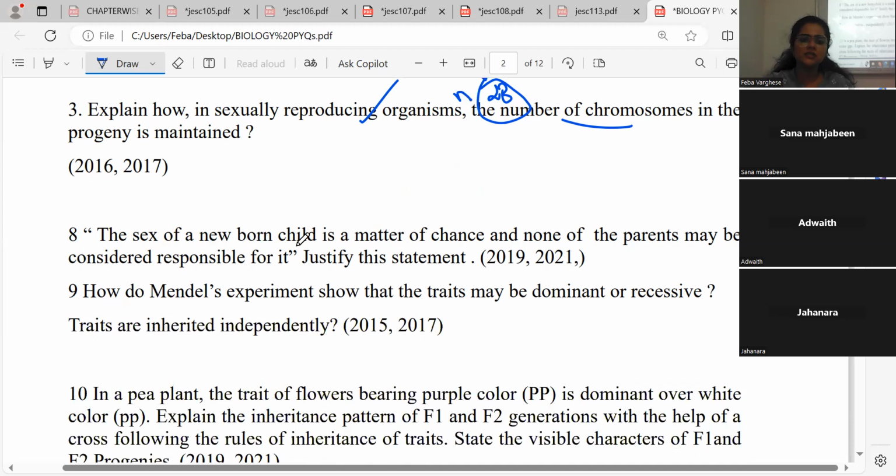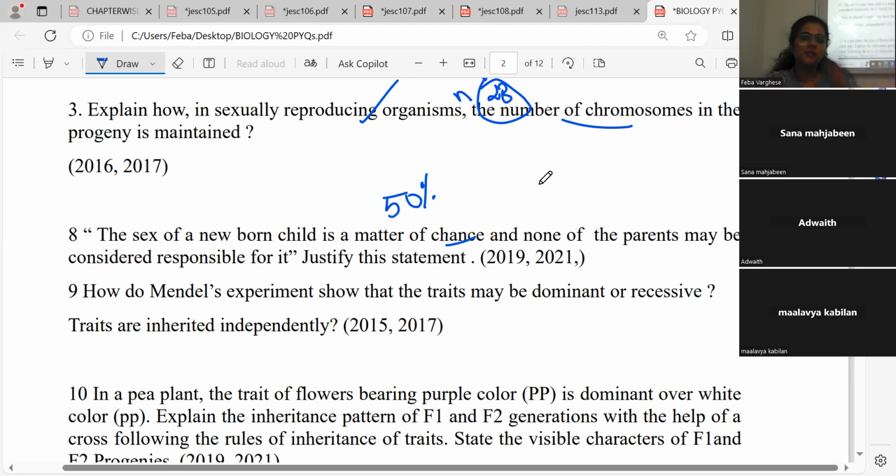Now, the sex of a newborn child is a matter of chance and none of the parents may be considered to be responsible for it. Justify the statement. It's a matter of chance, right? You can't say that the father is responsible. The father is not intentionally causing the egg cell to be fused with the sperm containing the X chromosome or the sperm containing the Y chromosome. 50% of the sperms are going to contain X chromosomes and 50% of them are going to contain Y chromosomes. It's a matter of chance only.